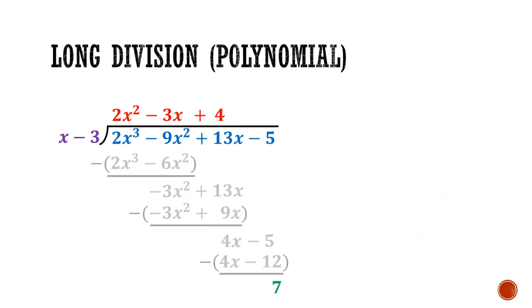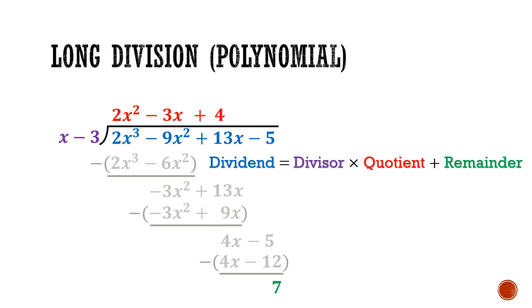We stop here because 7 cannot be divided by x without going into the negative powers of x for the quotient. Now let us recall here that we can also re-express the dividend in the form of divisor times quotient plus remainder. So in this example, we're going to get x minus 3 multiplied by 2x squared minus 3x plus 4 in red, plus 7 the remainder. If we were to expand the right hand side, we will get back the dividend.